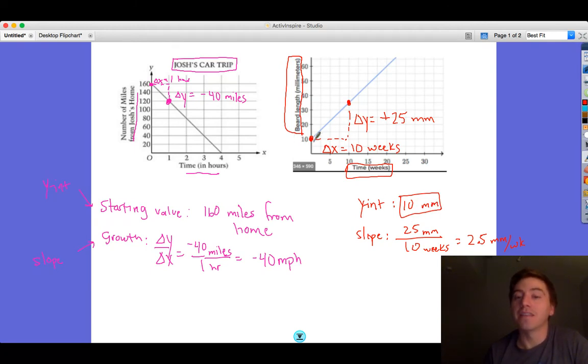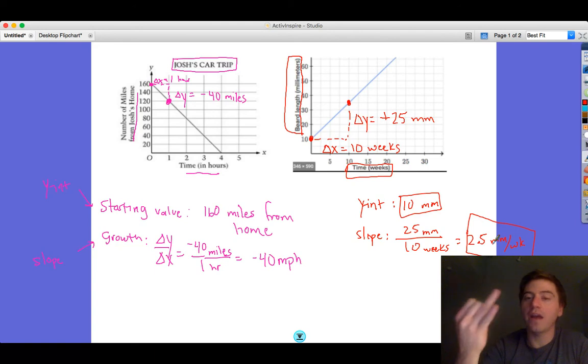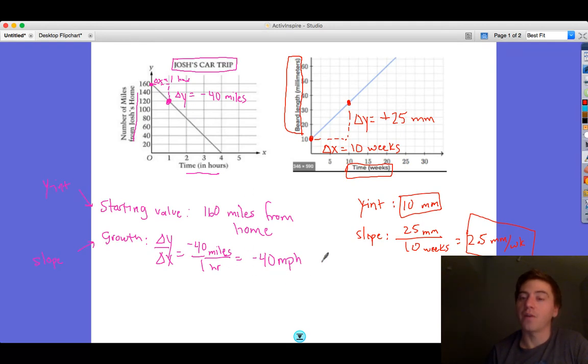But this is when he started measuring it. So you'd say something like, his beard was already 10 millimeters long when he started measuring, and from there, the beard grew 2.5 millimeters per week. These are the two things you want to talk about: the starting value and the growth. You find the starting value in the y-intercept. Then you need to find the slope, and that tells you how it grows.